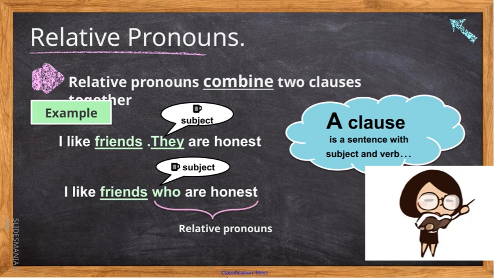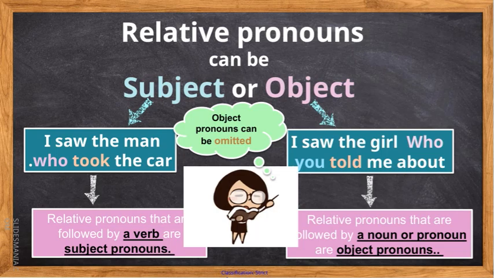So the key point is that relative pronouns serve as connectors. They bring two clauses together and help us give more details in a clear, natural way. This concept is essential because it helps us craft more complex and nuanced sentences, which is a core part of mastering effective communication. Now let's talk about object pronouns and relative pronouns.